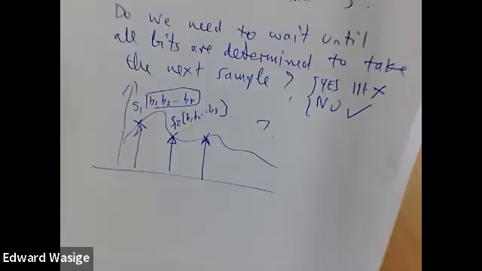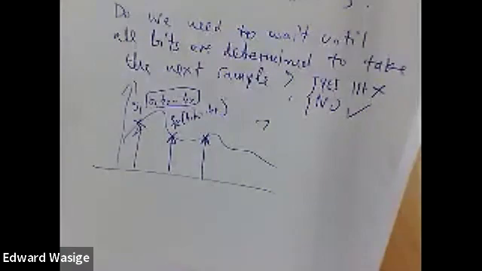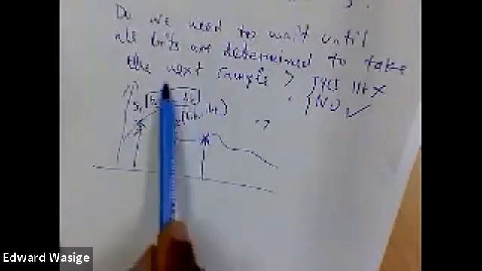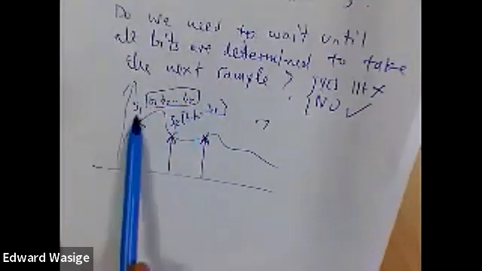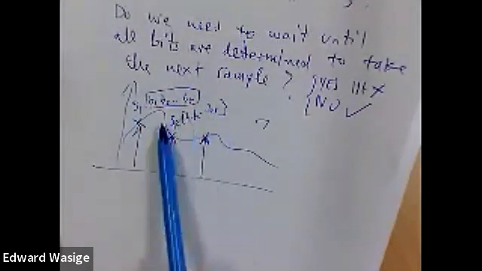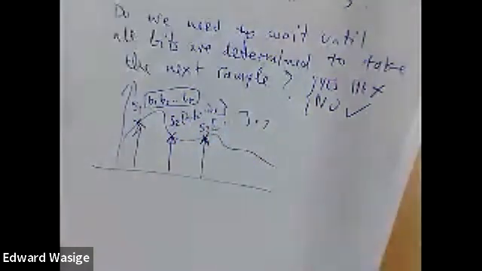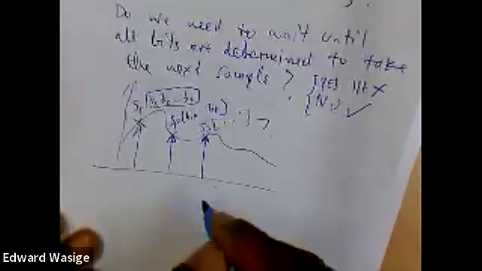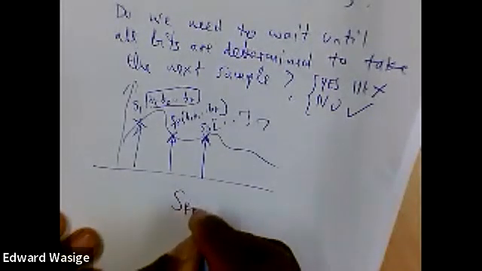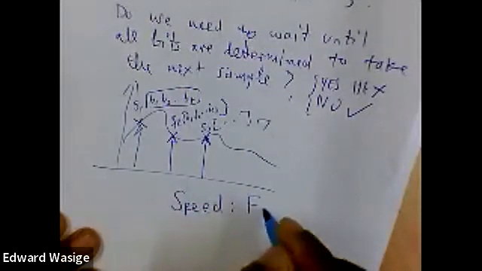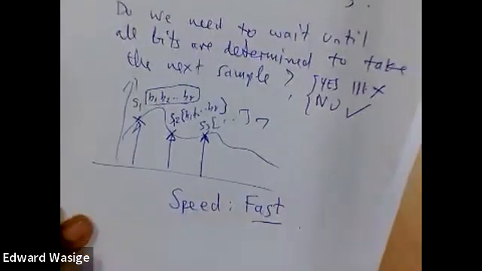Because it's digital, we have storage facilities. We can track the bits for each sample and store them. When we recreate, we know that those 8 bits correspond to sample 1, the next 8 bits correspond to sample 2, the next 8 correspond to sample 3. So when we reconstruct the signal, we know which bits to use. Because of that, we can say that the speed of this ADC is fairly fast.